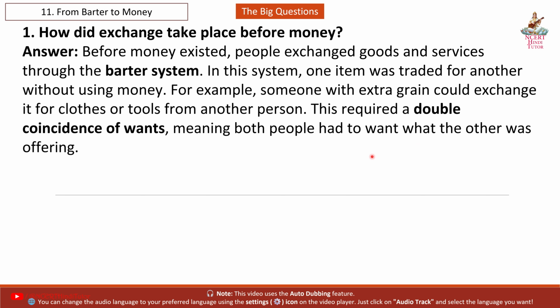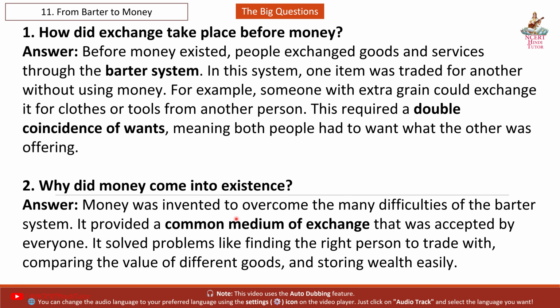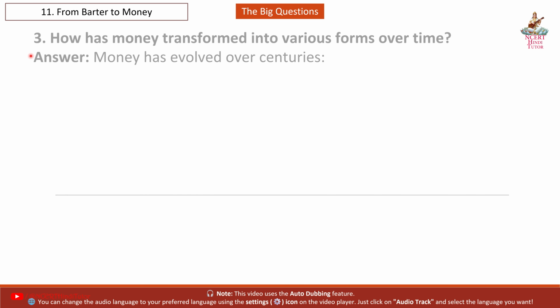Question 2. Why did money come into existence? Answer. Money was invented to overcome the many difficulties of the barter system. It provided a common medium of exchange that was accepted by everyone. It solved problems like finding the right person to trade with, comparing the value of different goods, and storing wealth easily.